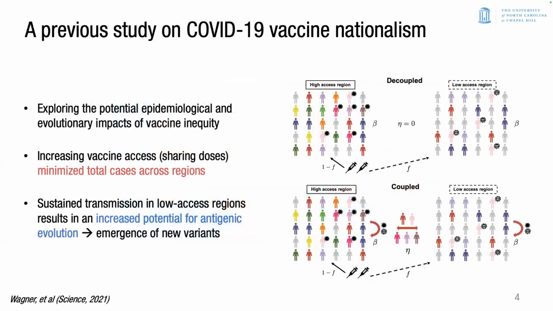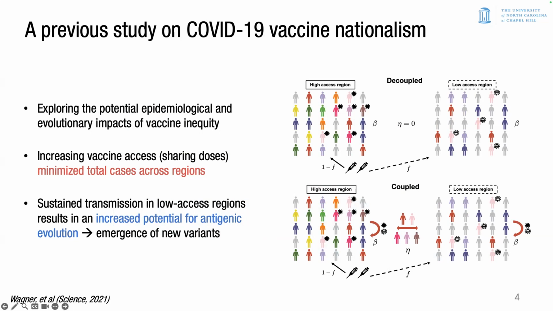Now, to address these issues, mathematical modeling approaches have been widely employed to assess the potential impact of equal vaccine distributions. Wagner et al. presented a great paper in Science in 2021, wherein they created two synthetic populations with high and low vaccine access and explored the potential epidemiological and evolutionary consequences of vaccine inequity. Their findings suggest that increasing vaccine access may lead to a reduction in total cases across regions and mitigate the potential for antigenic evolution, which may result in the emergence of new variants that affect the epidemiological characteristics globally. If you have more interest in it, please check this paper later.